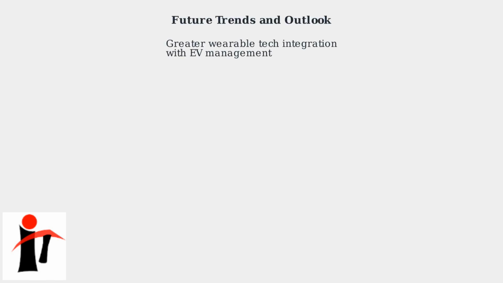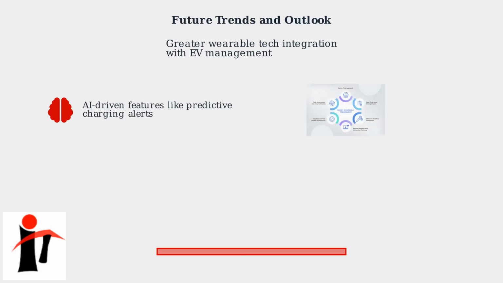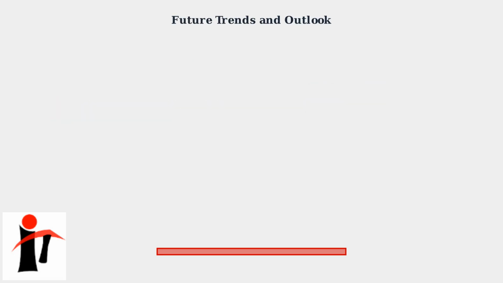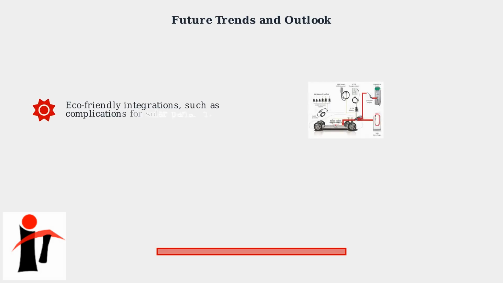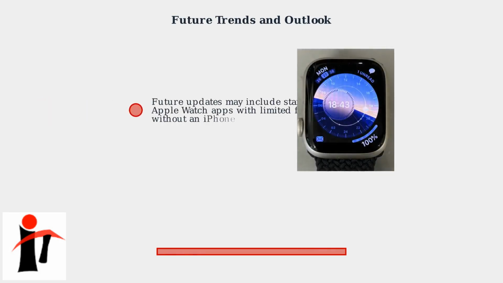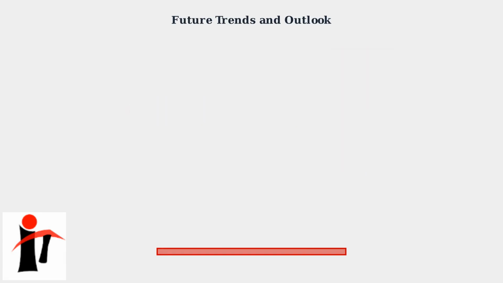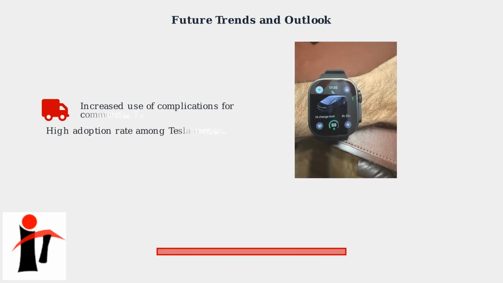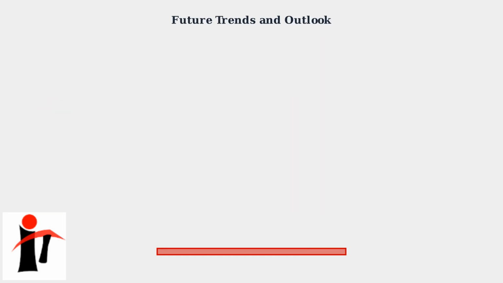The trend is towards greater wearable tech integration with EV management, including AI-driven features like predictive charging alerts. Eco-friendly integrations, such as complications for solar panel monitoring, are also emerging. Future updates may include standalone Apple Watch apps that offer limited functionality without an iPhone. Experts predict increased use of complications for commercial Tesla fleets and a high adoption rate among Tesla owners by 2028.